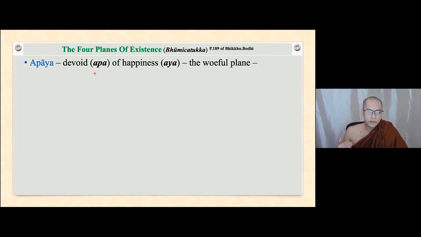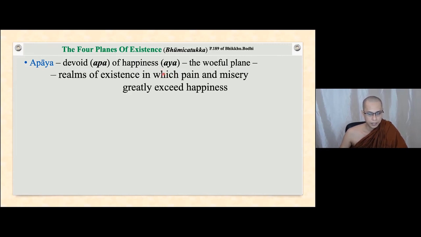But actually, you can find animals in these planes. Some animals are enjoying their life. It is nothing compared to the suffering in the woeful state. It is only a small amount, that is why it is not counted. So the woeful plane means apaya, devoid of happiness. The four woeful states refer to the realms of existence in which pain and misery greatly prevail over happiness. Most of the time, they are in pain and their life is full of misery.